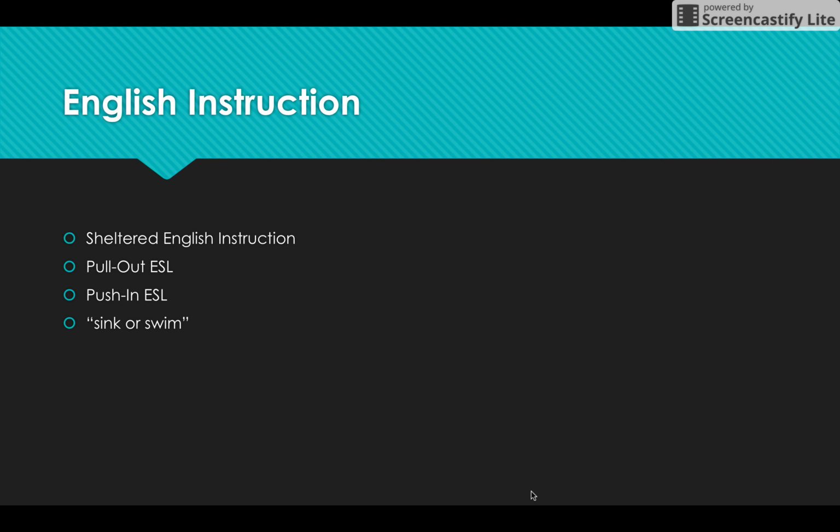There's also a term called sink or swim, which is not good. That's basically the view that we will put these kids in with the English-speaking students and not help them at all, and they should be okay, and if they're not, they're not. That term has come up before and has come up a lot in my reading, so I wanted to include that.